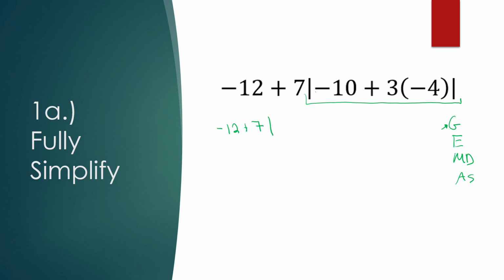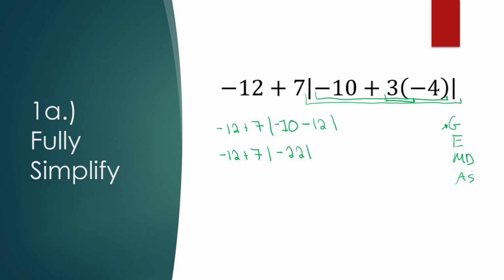So within the absolute value, I have to do order of operations. The negative 10 stays the same. And then I have a positive 3 times a negative 4. So that turns into a negative 12. I'm still not done. I need to keep combining what's inside that absolute value. This gives me negative 22. Okay, absolute value has to be applied.